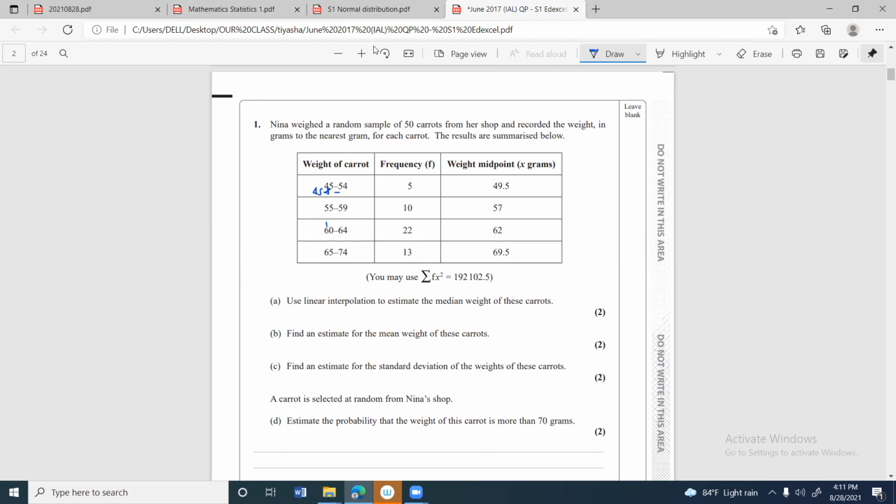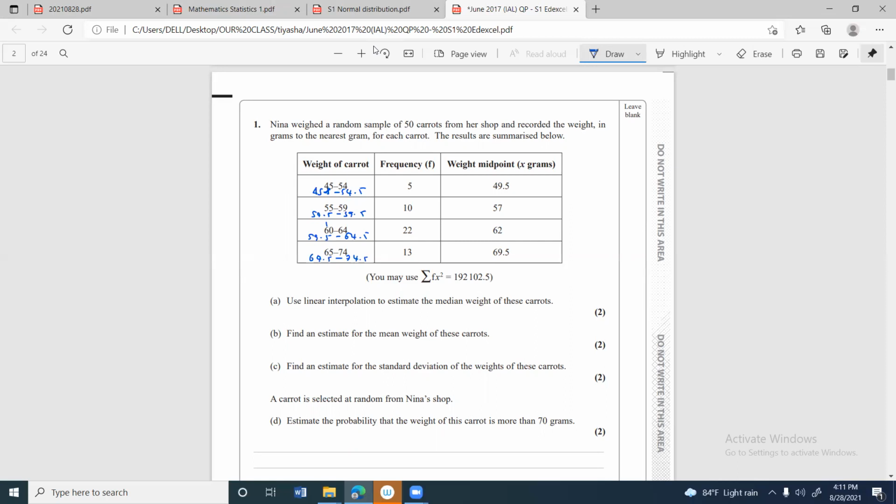44.5 to 54.5, and this is 54.5 to 59.5. This is 59.5 to 64.5, and this is 64.5 to 74.5. That is the answer for that.